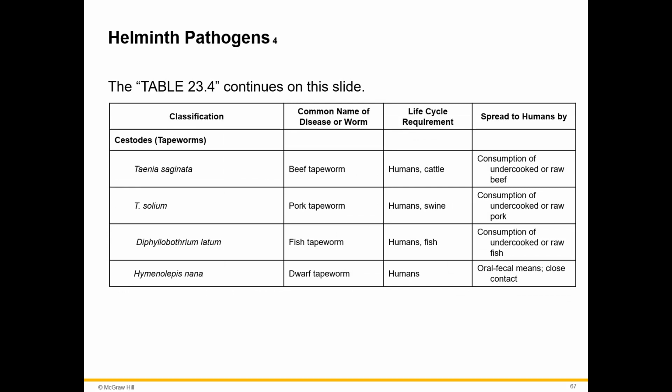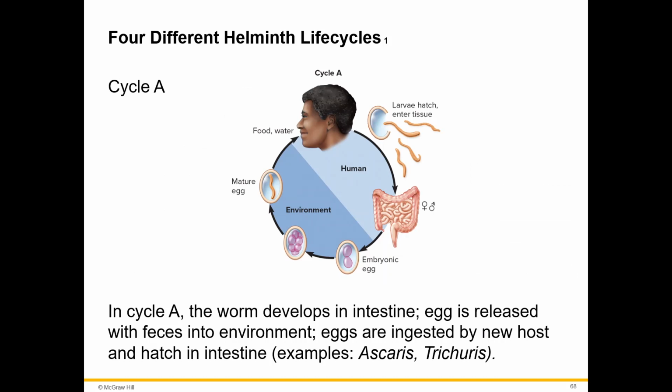Then we've also got the cestodes, which would be our tapeworms, okay? We have Taenia species, which can occur in beef and pork. We even have some that occur in fish. And then we have our dwarf tapeworm. These helminths exhibit 4 different types of life cycles.